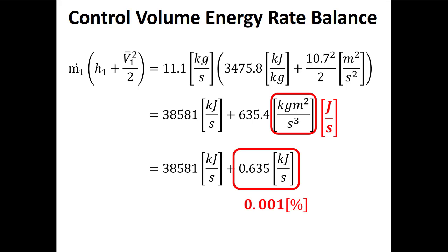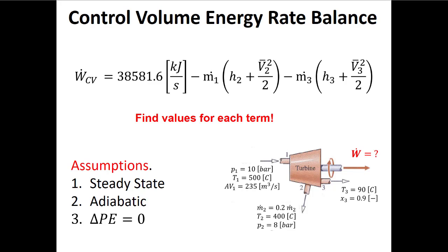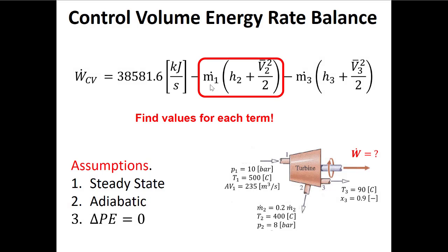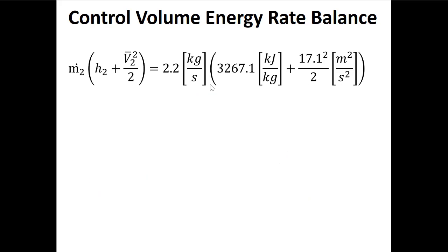So this is 0.001% of the total power here at state 1. Now, let's see what happens in the next term. This should be m.2 up here, or 0.2 m.1 if you prefer. So let's figure out the second term here.